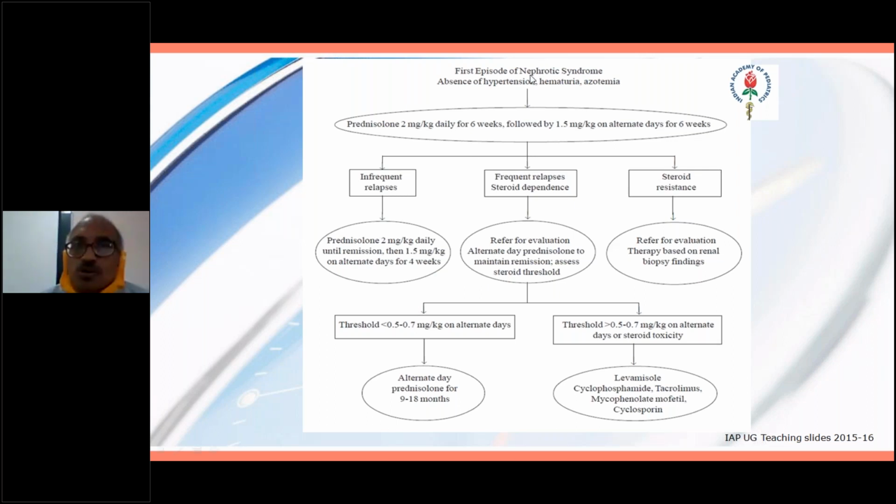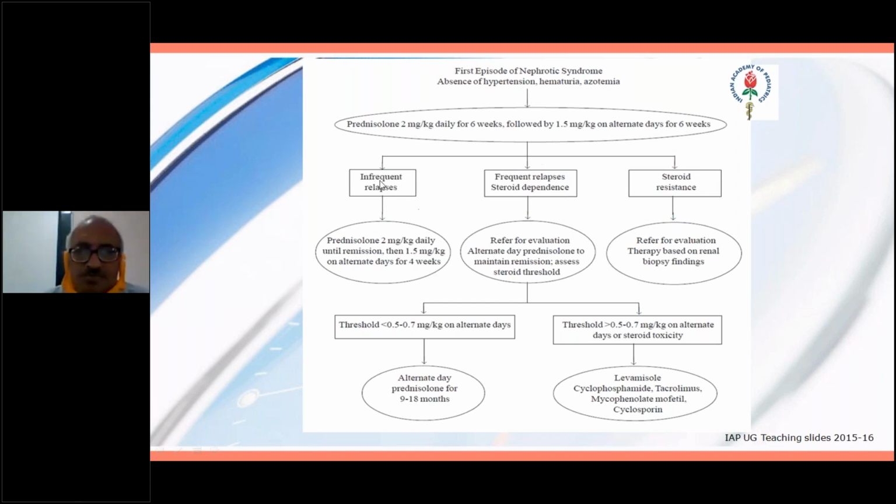So the first episode, that means it is not a relapse: start prednisone 2 milligram per kg for 6 weeks, followed by 1.5 milligram per kg on alternate days for 6 weeks. So this is the definition. This is the treatment ultimately accepted now by IAP also. Initially 2 milligram for 6 weeks, then 1.5 on alternate days.